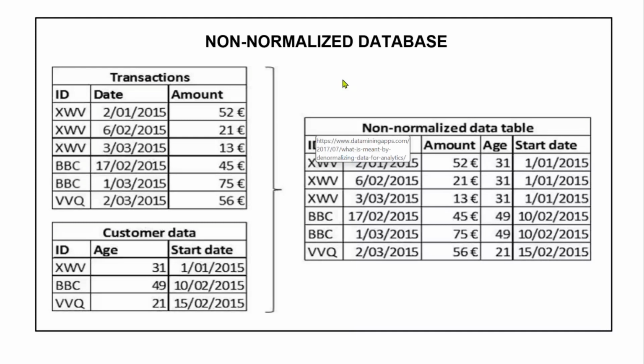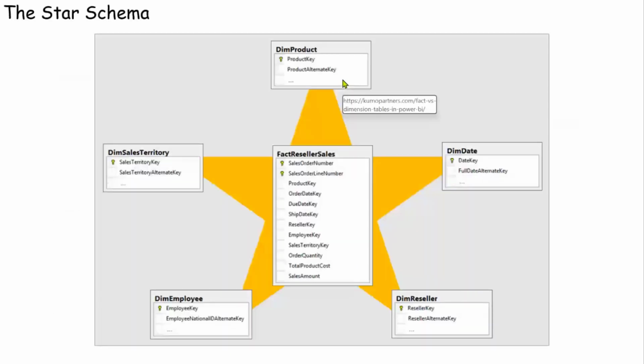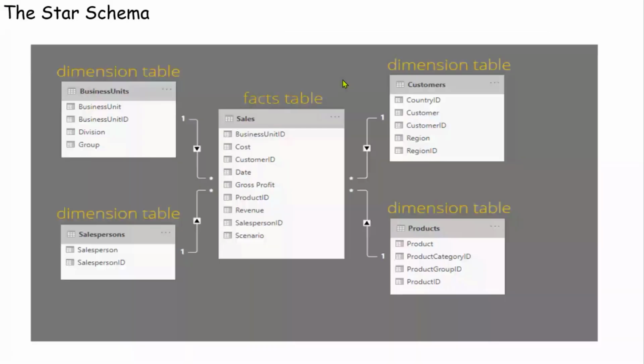Now we talked about the star schema before. This is a direct example of a star schema. You can see that the fact table is placed in the middle, in the center, and then the remaining ones, which are the dimension tables, are scattered around each point of the star. Let me use my hand now. So we have the product dimension table, the date dimension table, the reseller dimension table, the employee, and the sales territory. This is also an example of a star schema. All these images that I'm showing are just to show you how a proper star schema looks.